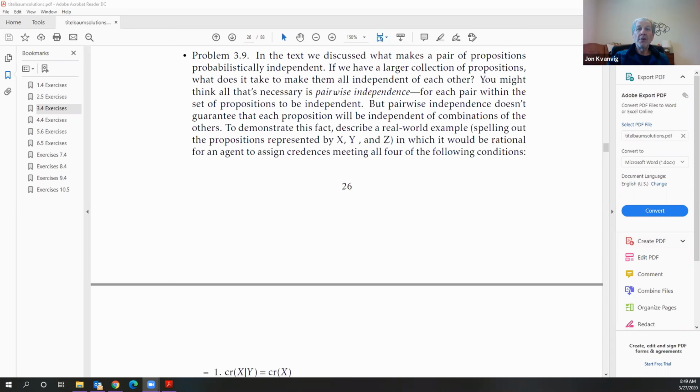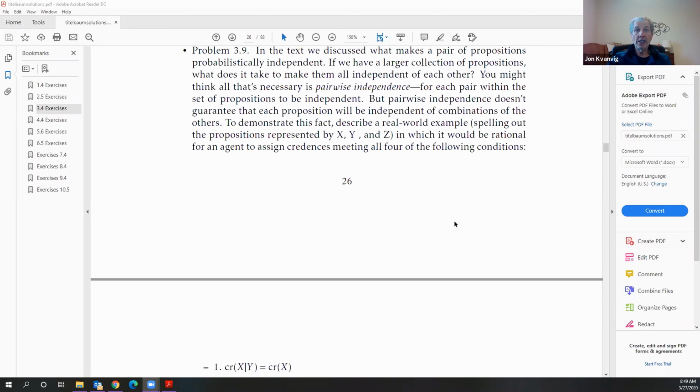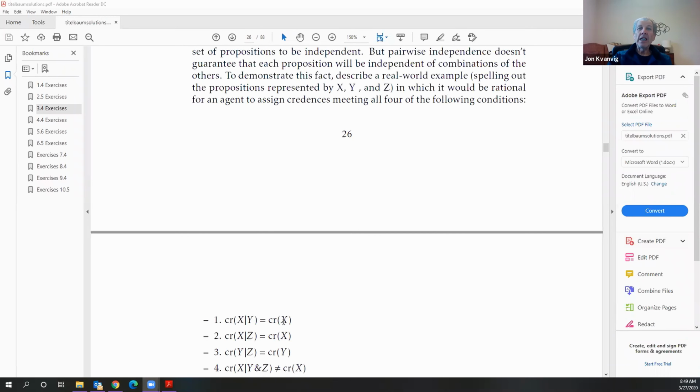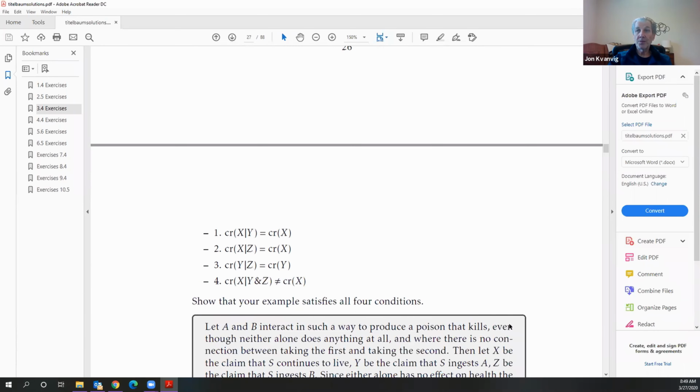And one might hope that all you need is pairwise independence, but it turns out that's not enough. So we're supposed to come up with a case to show that it's not enough. So the claim would be if X is independent of Y, X is independent of Z, and Y is independent of Z, then X is independent of Y and Z. But it's easy to provide a case where that's not true. So assume the first 3, and you want a case where the 4th one is false.